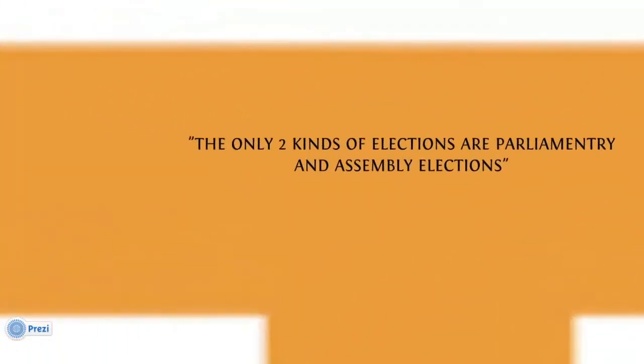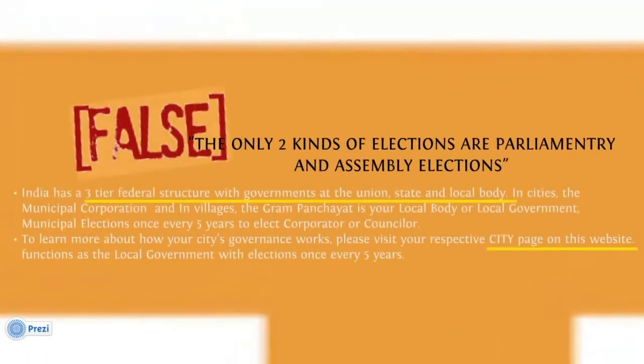The only 2 types of elections are parliamentary and assembly elections. India has a 3-tier federal structure with governments at the union, the state and the local body level. In cities, the municipal corporation, and in villages, the Gram Panchayat is your local body or local government. Municipal elections happen once every 5 years to elect corporators or councillors. To learn more about how your city's government works, please visit your respective city page on this website.